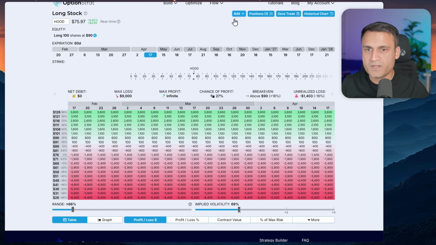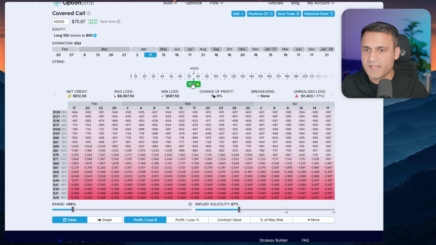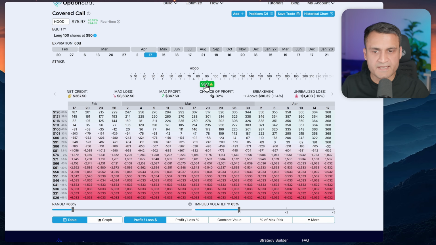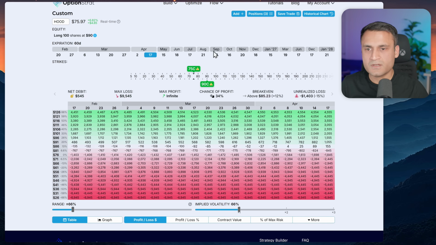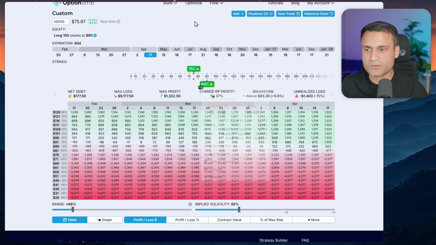So now I'm going to go here and sell a covered call, and I can sell a covered call at 90 strike, which was my entry price. And this would reduce my break even to 86. So my break even is now 14% from the current price, and I will receive 367 credit for it. So now I can buy a call, which is going to be at the money, and then I can sell another call. So now in this setup, right now I have $177 debit.